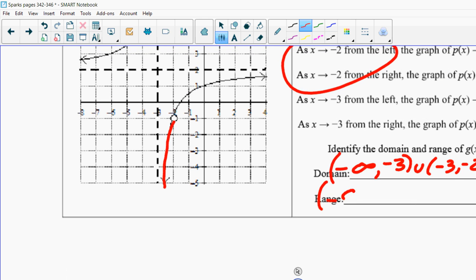Negative infinity to negative 1. Yeah, that's it.